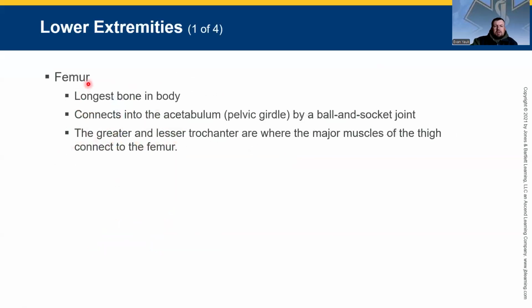So our femur kind of sits on its own. Yes, it's part of the leg, but it's the upper leg. It's not the main focus though, and it's hard to explain. The longest bone in the body is your femur. It connects at the pelvic girdle. It's a ball and socket joint. The greater and lesser trochanter are where the major muscles of the thigh connect to the femur.